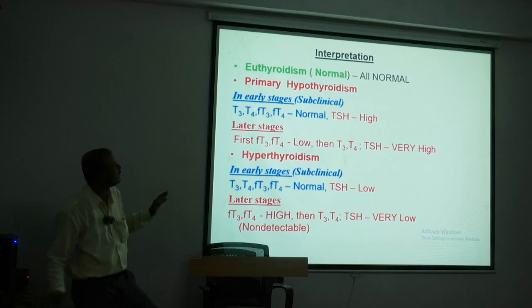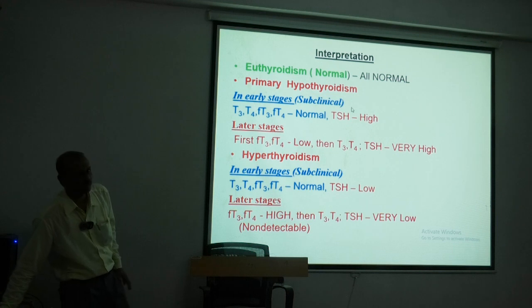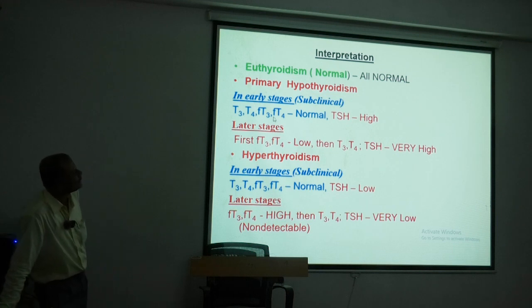Now, interpretation will be that in euthyroidism, all will be normal. In primary hypothyroidism, what happens? T3, T4, FT3 will be normal and TSH will be only high. As the disease progresses, in later stages, first FT3 and FT4 will be low, and then total T3, T4 will be low and TSH will be very high. In hyperthyroidism in the early stage, FT3, FT4 will be normal, TSH will be low. And in later stages, again FT3, FT4 will be high and then T3 and T4 will be high and TSH will be very low, non-detectable.